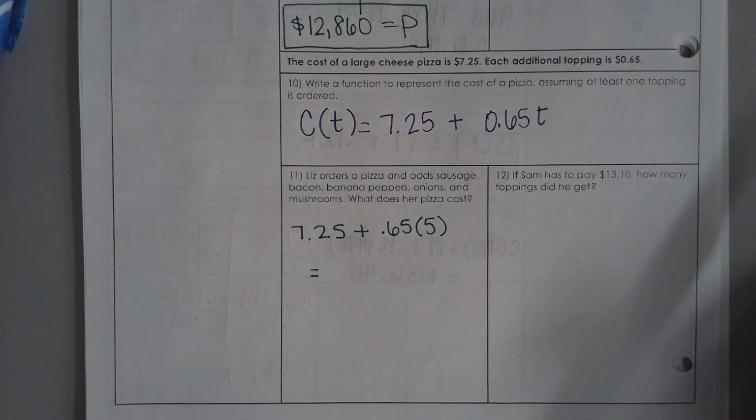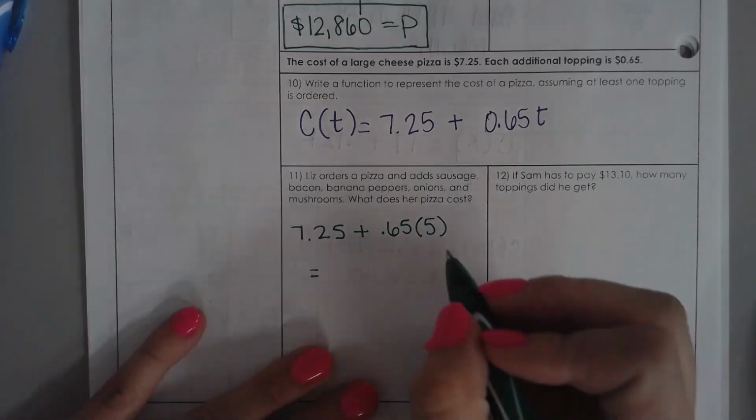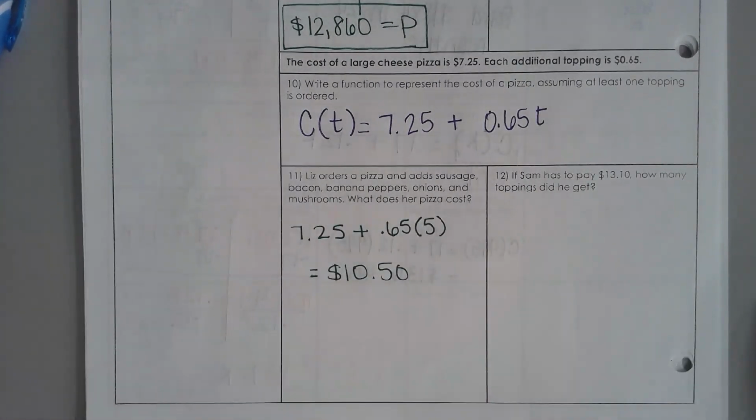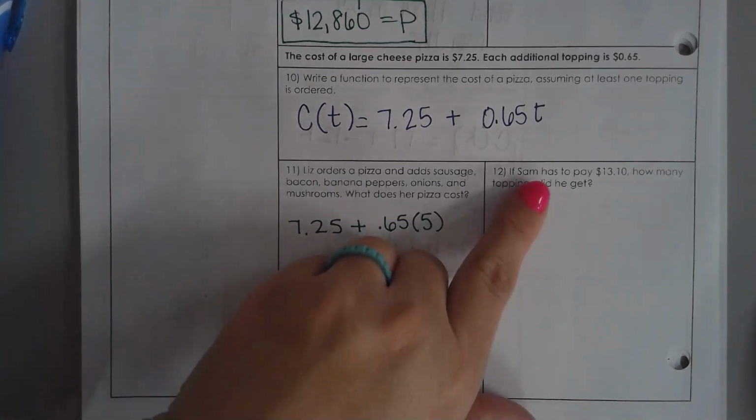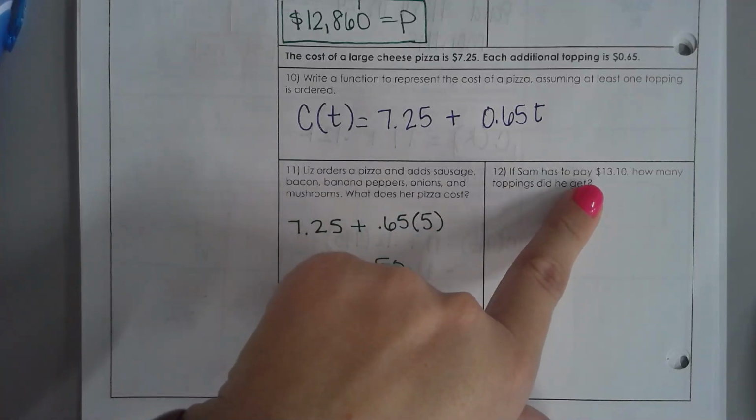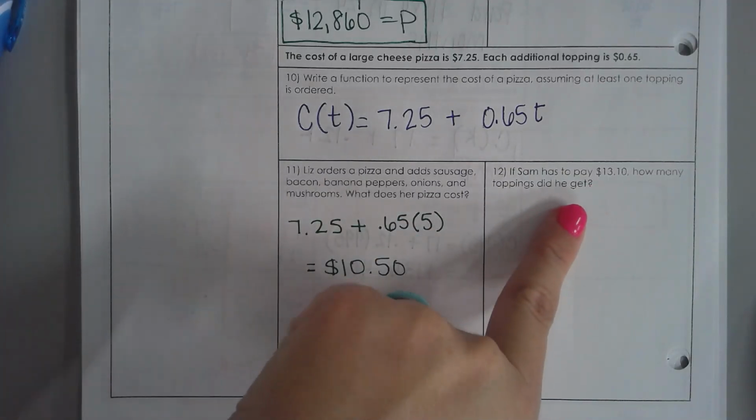All right, Shayla, did you type it in the calculator? What'd you get? Yep, $10.50. Good. All right, plus taxes. Now, if Sam has to pay $13.10 for his pizza, how many toppings did he get?